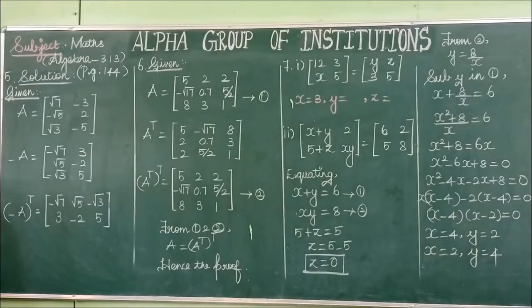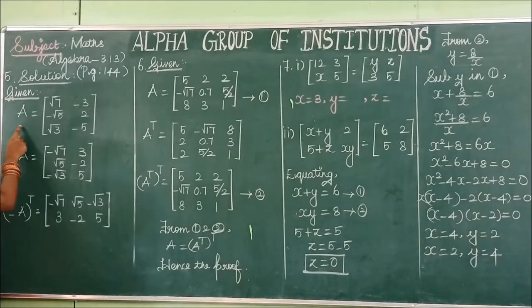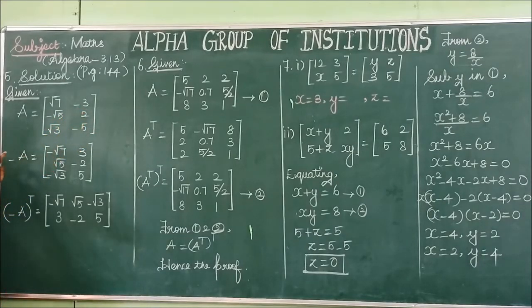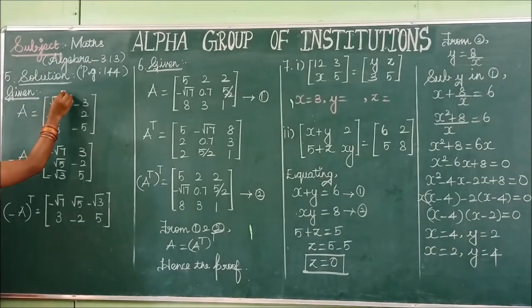Okay. Everybody look at page number 144, fifth problem. If A is equal to the matrix with entries root 7, minus root 5, root 3, minus 3, 2, minus 5, then find the transpose of minus A. So listen, given one matrix A equal to root 7, minus root 5, root 3, minus 3, 2, minus 5. For this, how to find it?